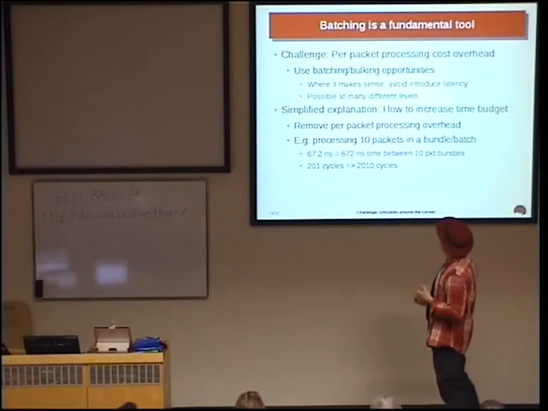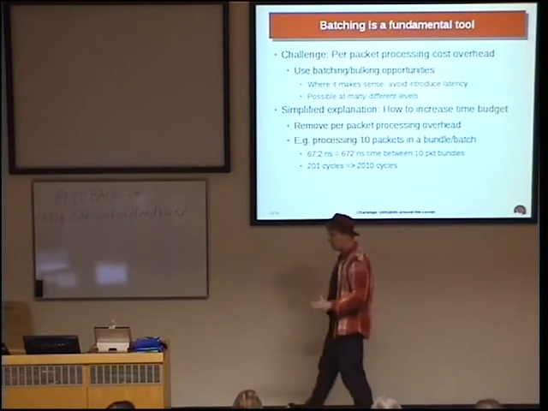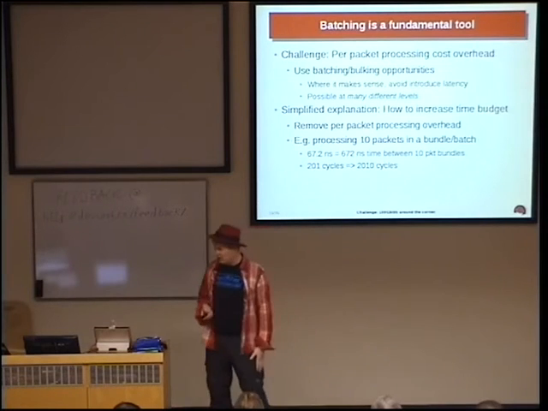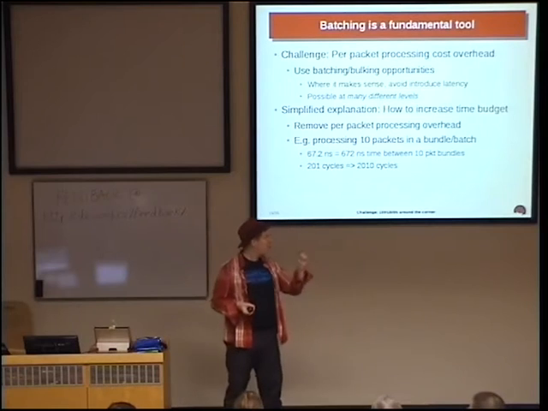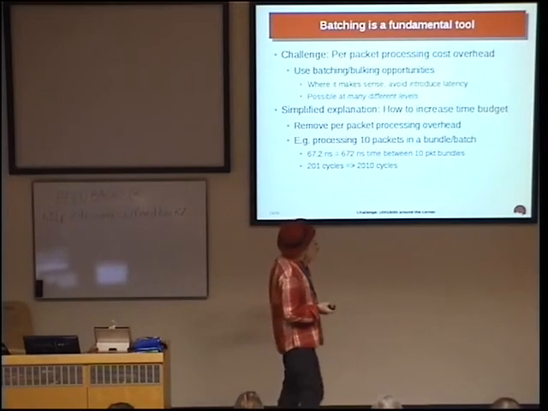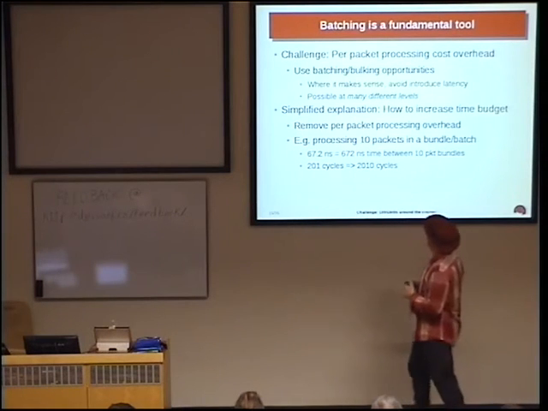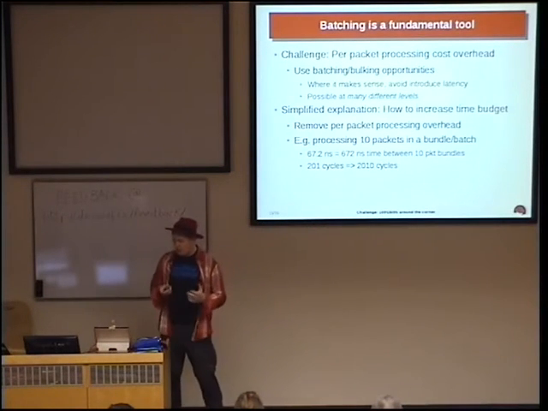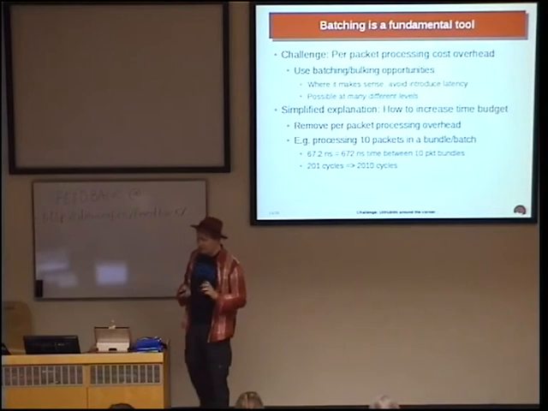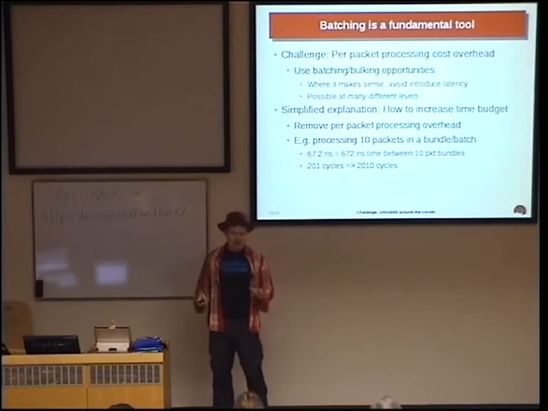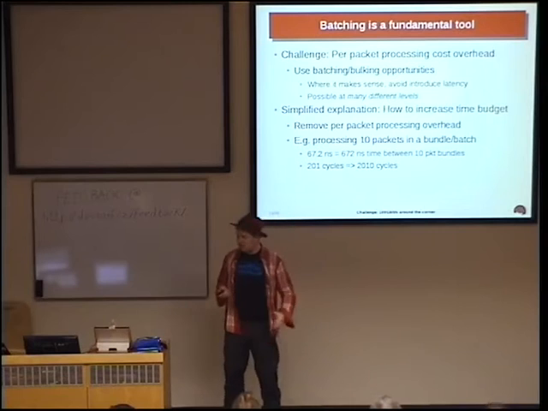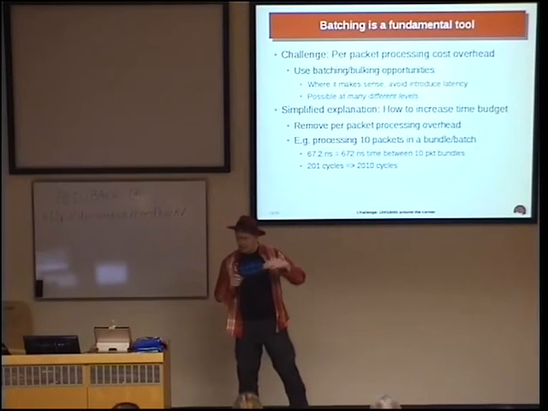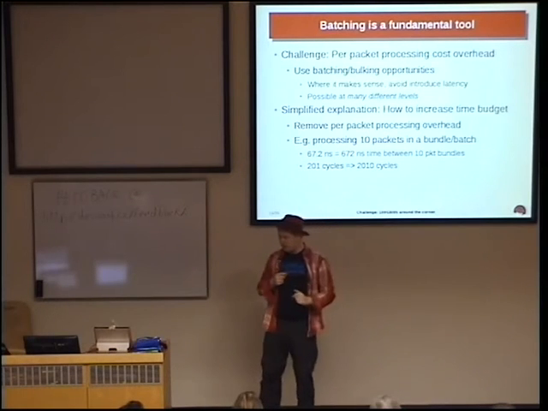But let's look at the main fundamental tool, which is batching. The main challenge we have here is that we have a per-packet processing cost, and that is what the issue is. We only have this very small amount of time for each packet. But if we use batching or bulking, then we have some opportunities. A word of caution, though: we should only do it where it makes sense. Unlike the bypass solutions that just always bulk, you can introduce latency if you always bulk and wait for opportunities to bulk. So I want to live in that area where we try to avoid introducing latency.